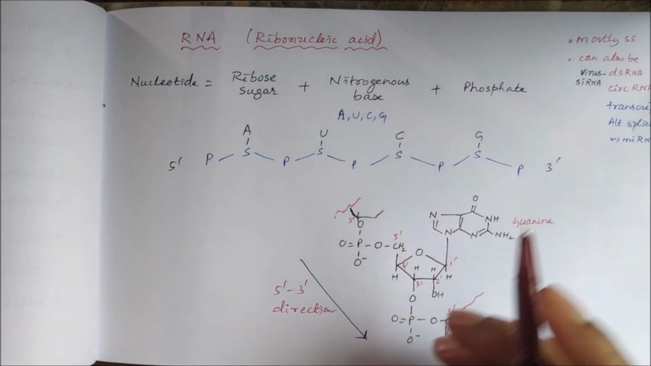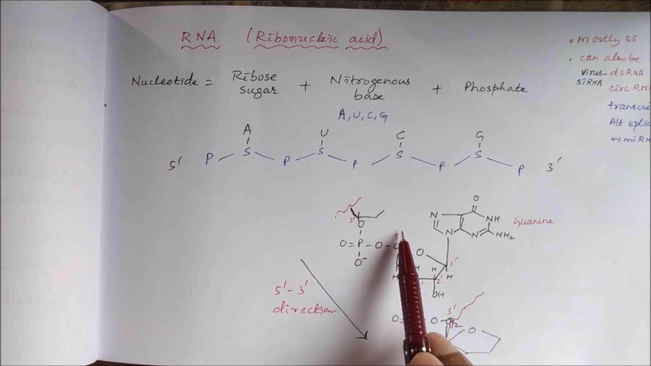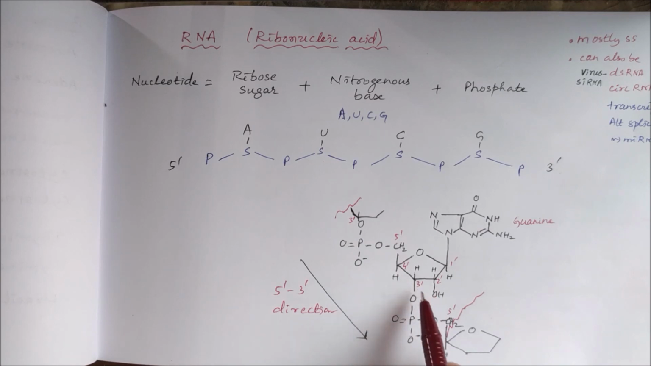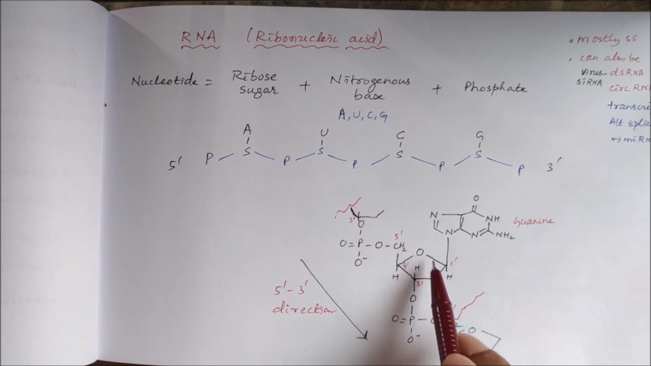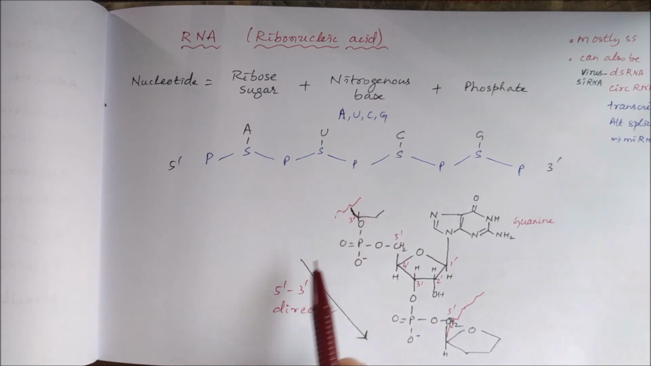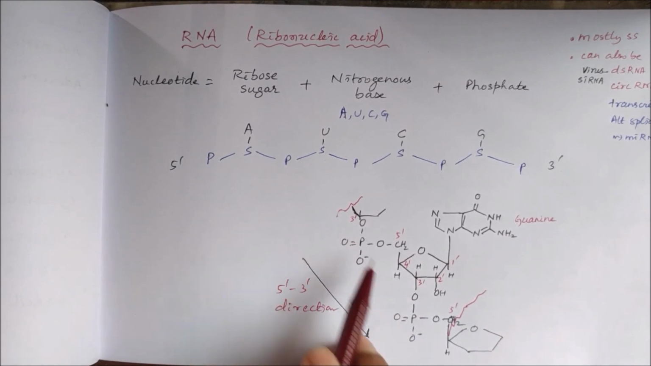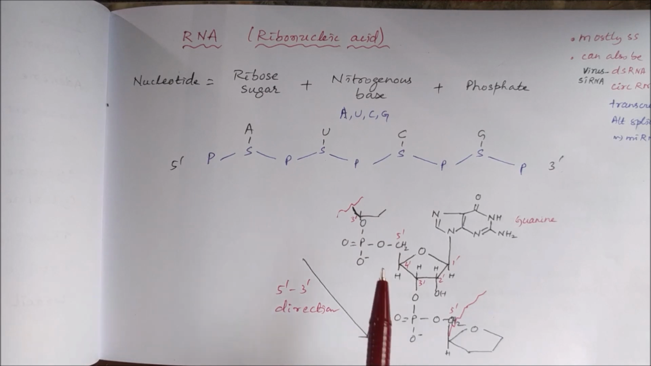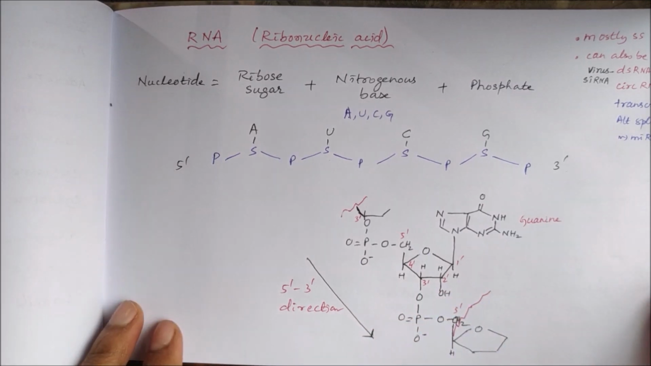And usually what happens, the phosphate is linked to the 5 dash position of one sugar and the 3 dash position of another sugar. So here you can see this 5 dash position is linked to one phosphate, and this 3 dash position is linked to one phosphate. In other words, the phosphate is attached to the 5 dash position of one sugar and the 3 dash position of the other sugar. And in this 5 dash to 3 dash direction, the chain is elongated. And we can have RNA. And how this RNA is synthesized, we will discuss.